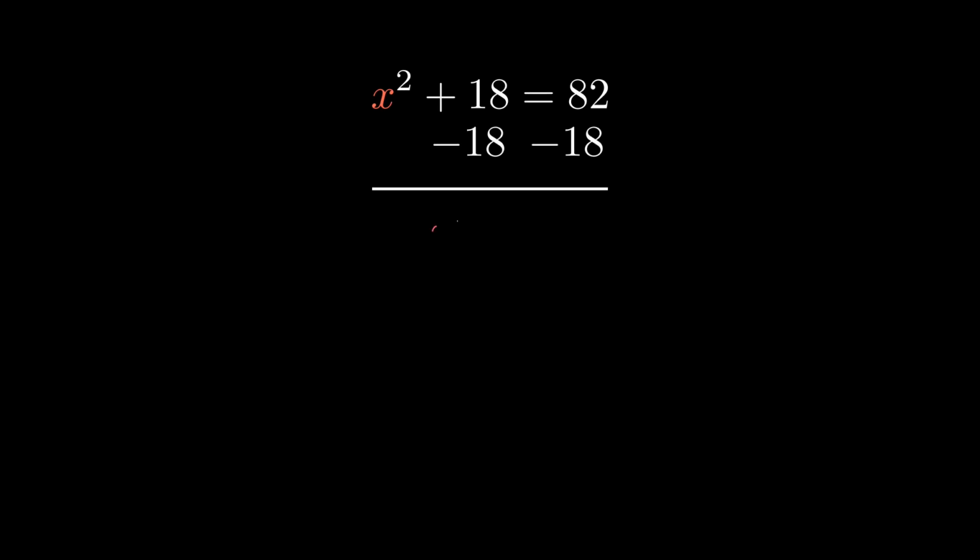After I move the 18 over, x squared is left on the left side. 18 minus 18 cancels, and I have 82 minus 18, which is 64. So right here, I want to solve for x. You should study your square roots, and you can recognize that you can take the perfect square root of 64.